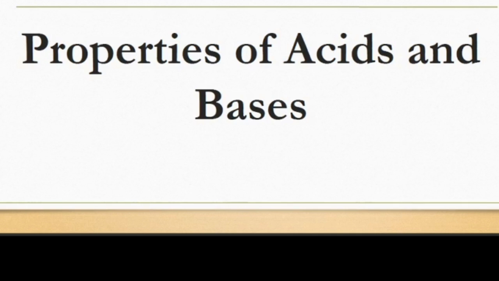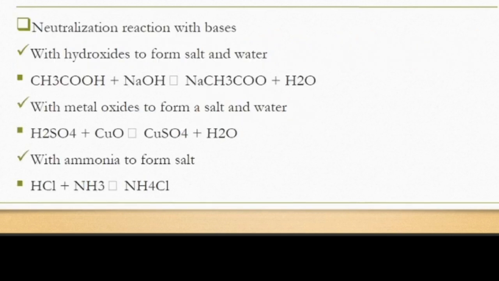What are the properties of acids and bases? If we look at the properties of acids and bases, neutralization is a chemical reaction that generally occurs between acids and bases. What happens when neutralization occurs between acid and bases? Look at this. Here, acetic acid when it reacts with sodium hydroxide base, the resulting product formed is sodium acetate, a salt, plus water.